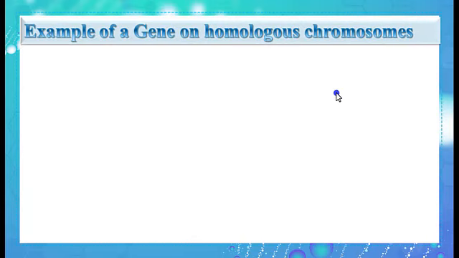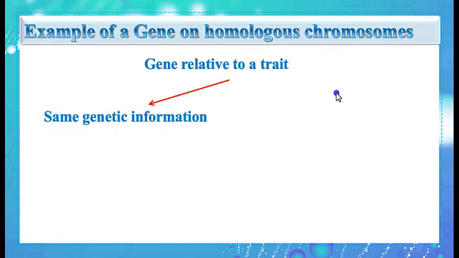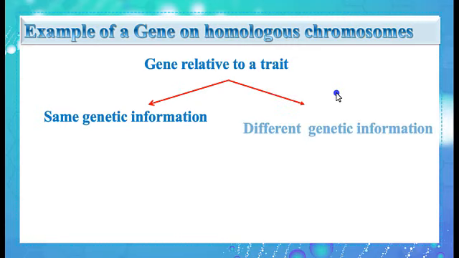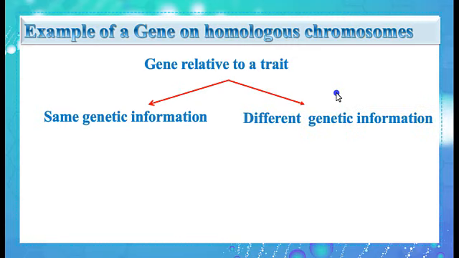Let's now discuss an example of a gene on homologous chromosomes. We have a gene relative to a trait. We said that the homologous chromosomes could have the same genetic information or different genetic information. Let's take an example, the gene of eye color.